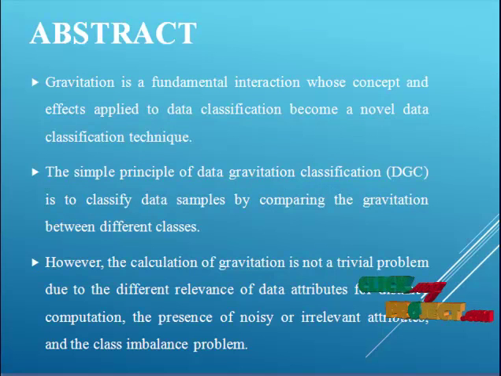Let's see the abstract. Gravitation is a fundamental interaction whose concept and effects, applied to data classification, become a novel data classification technique. The simple principle of data gravitation classification is to classify data samples by comparing the gravitation between different classes. However, the calculation of gravitation is not a trivial problem due to the different relevance of data attributes for distance computation, the presence of noisy or irrelevant attributes, and the class imbalance problem.